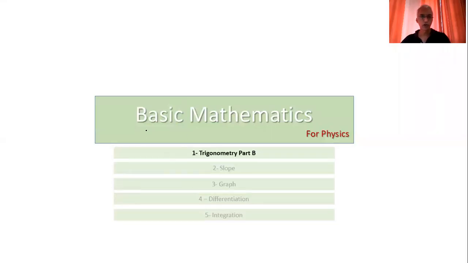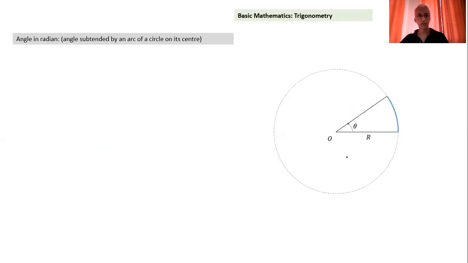So in this session of basic mathematics for physics, we'll continue the topic of trigonometry part B. In the previous session, we talked about trigonometrical ratios for different angles like 30 degree, 45 degree, 60 degree. In all the cases, we are talking about angle in degrees.